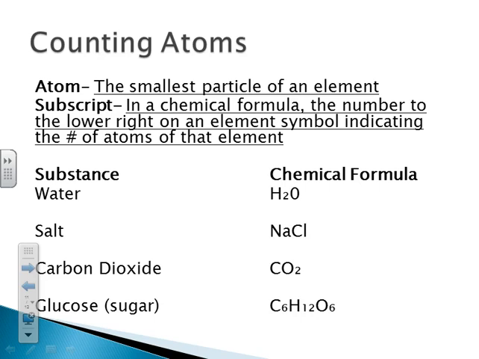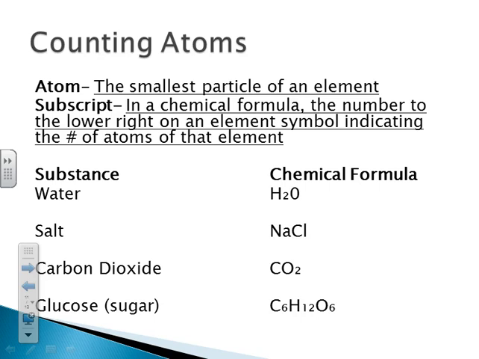Okay, so in CO2, that tiny little 2 is your subscript. There is no subscript next to the C in CO2, which implies that there's 1. So 1 carbon, 2 oxygens in CO2 for a total of 3 atoms. Okay, and we're going to go over that tomorrow. So a subscript in a chemical formula is the number to the lower right of an element symbol indicating the number of atoms of that element.